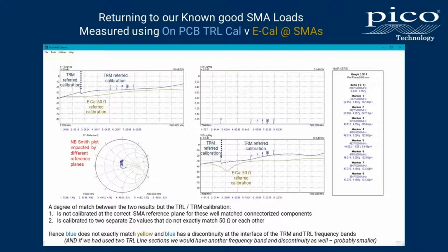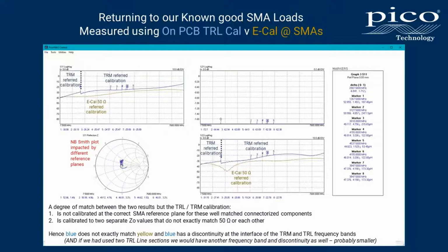And if we return to those earlier measurements that we did of the known good SMA loads, we measured them with TRL and TRM calibration, blue, and ECAL calibration at the SMAs, yellow. We have a degree of match between the two results, but we have to remember that the TRL TRM calibration, firstly, is not calibrated at the correct SMA reference plane for these connectorized components. It's also a calibration based on two separate Z0 values that do not exactly match 50 ohms or each other. Hence, the blue trace does not exactly match the yellow, and the blue trace has a discontinuity at the interface of the TRM and TRL bands.